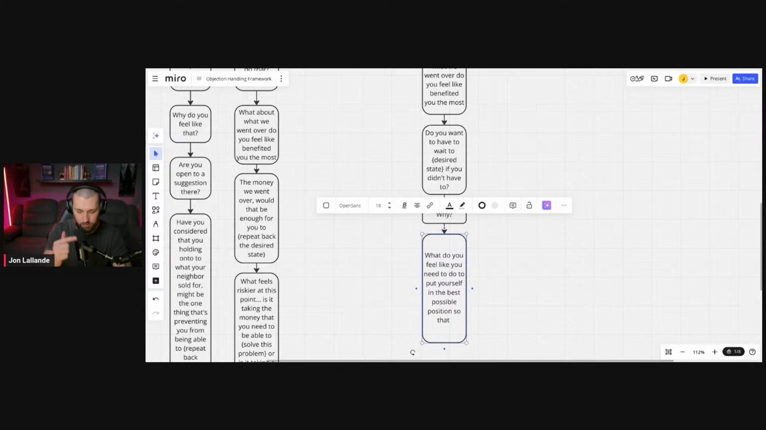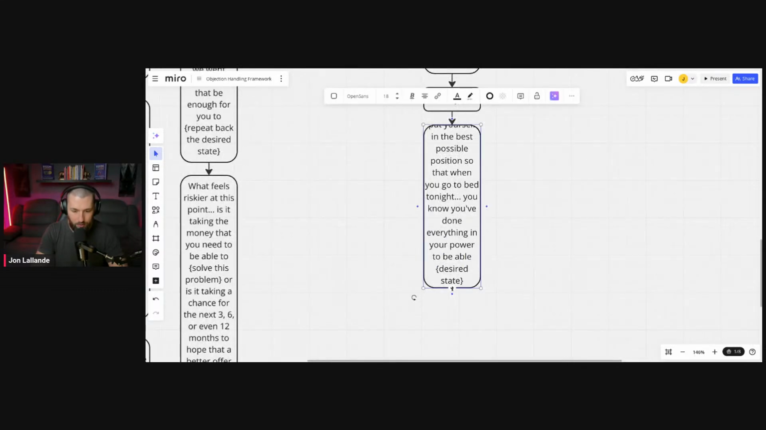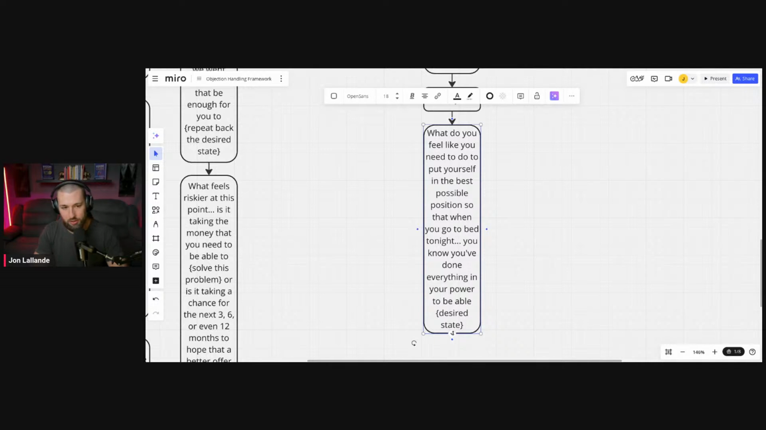So that way, here's where it changes. When you go to bed tonight, you've done everything in your power to be able to, and then we're going to go back to desired state. Now, why would I add that little part in there? When you go to bed tonight? Because the problem with time objections is it's just a lack of urgency, right? So we need to create that urgency. Do you want to have to wait if you didn't have to?